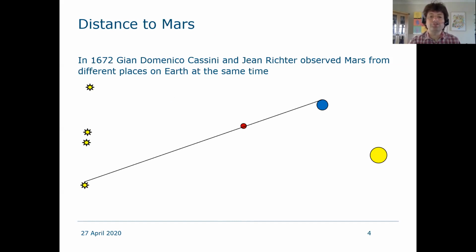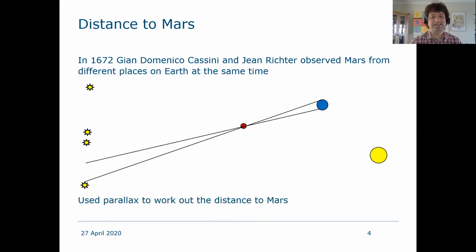So if you observe Mars from one location, it appears to be here compared to the distant, apparently fixed stars. If you observe Mars from somewhere else at the same time, it appears to be in a different position compared to the distant, apparently fixed stars. And based on these observations and trigonometry, Cassini worked out the distance to Mars. And that's an incredible achievement. To think that with trigonometry and these observations, you can scale the solar system, and it shows how much fantastic physics we can do with simple ideas applied in a clever way. And this technique is called parallax.